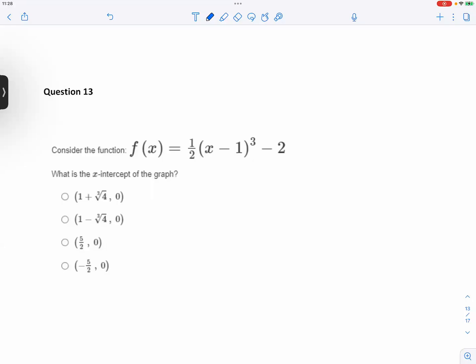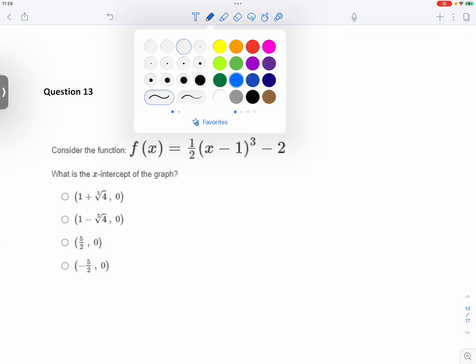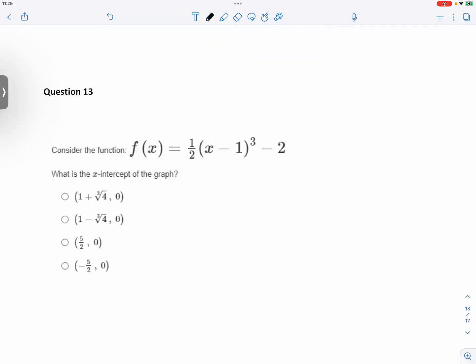Okay, for question number 13, we have a function right here. What is the x-intercept? Now, my primary concern for something like this would be for students who are simply trying to memorize without knowing something very basic. And for those who are just trying to memorize what to do, my word of advice is that this is something sort of easy.